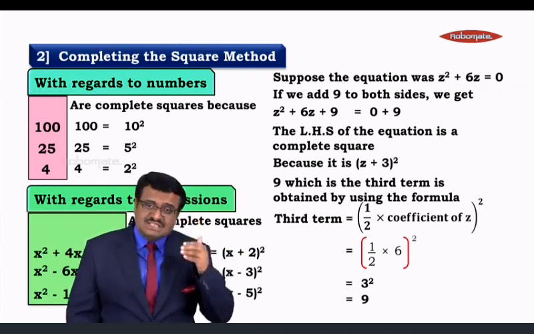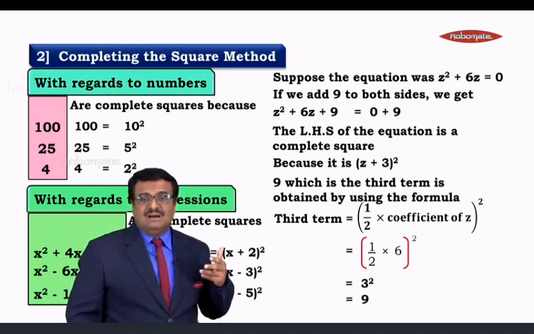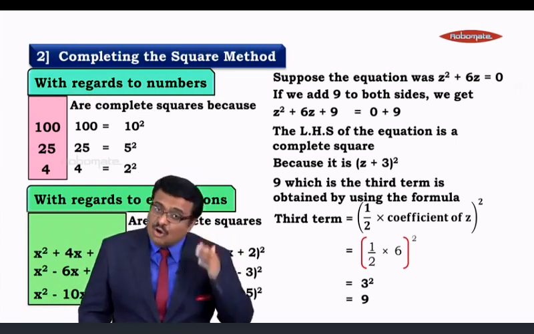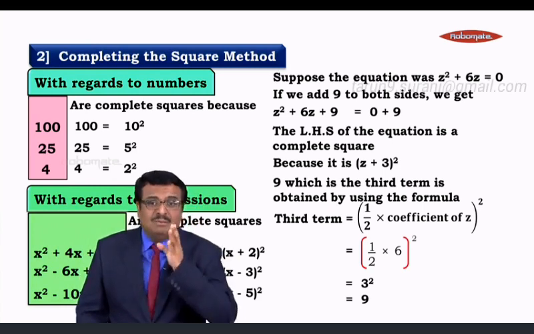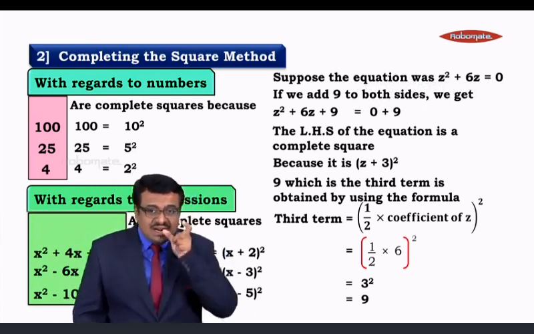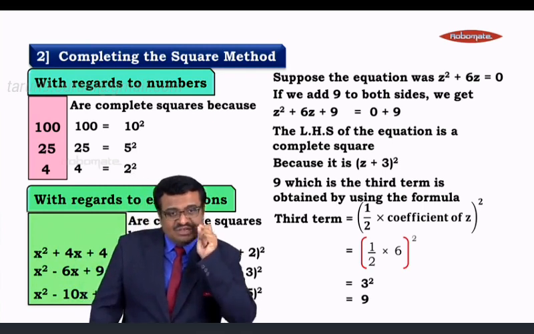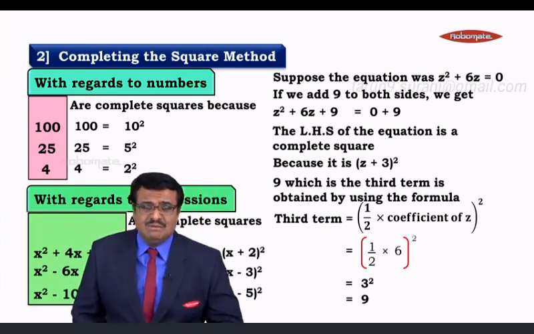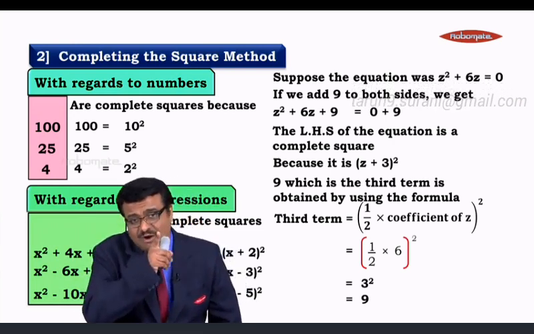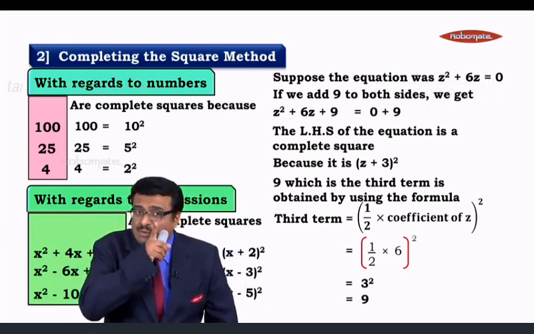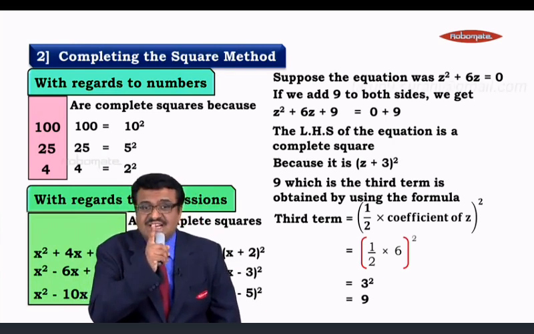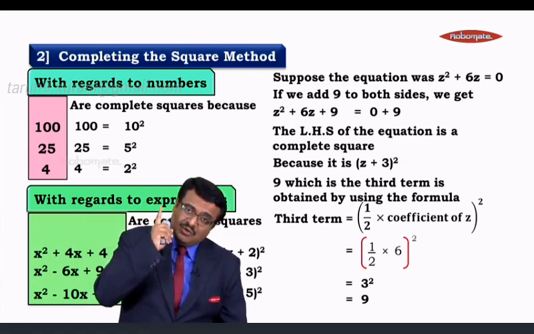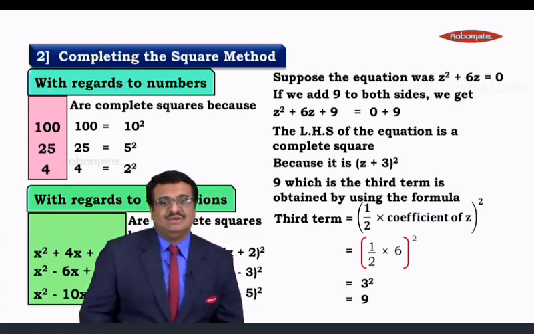Now we will use this method when we start up with the sums. We will use the method and see how to solve these sums. I hope all of you understood how to complete the square. But remember one thing: the third term is given by the formula half into the coefficient of z the whole square. A very, very important thing to remember is that the equation should be in this form only. Then only you will get that 9. This form means the coefficient of z square, or the coefficient of the square term, should always be equal to 1. Remember this always.